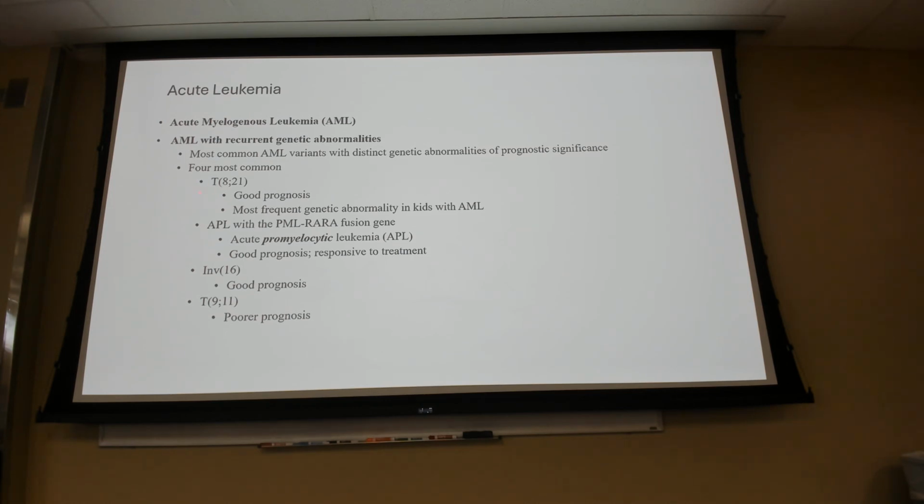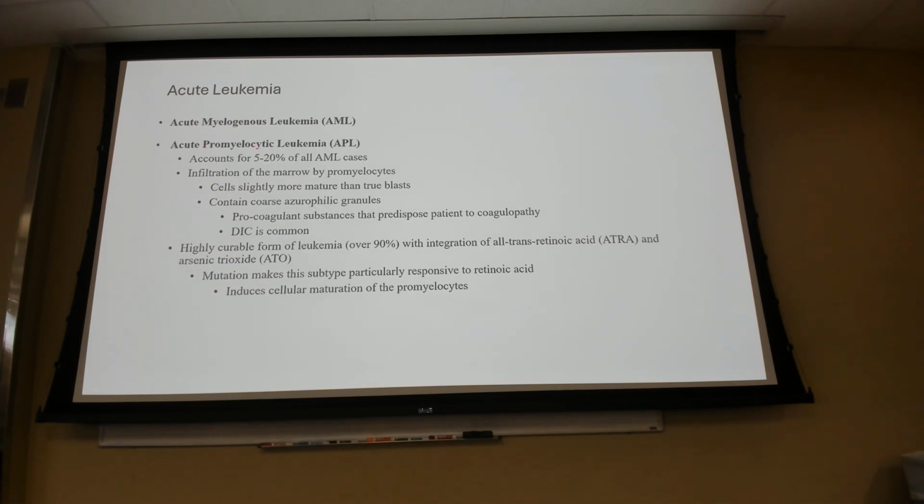When you see T, think translocation, which involves spots on a chromosome. The one here that I want you to be familiar with is acute promyelocytic leukemia, which makes up 5 to 20% of all AML cases. What's the promyelocyte? Let's start there.